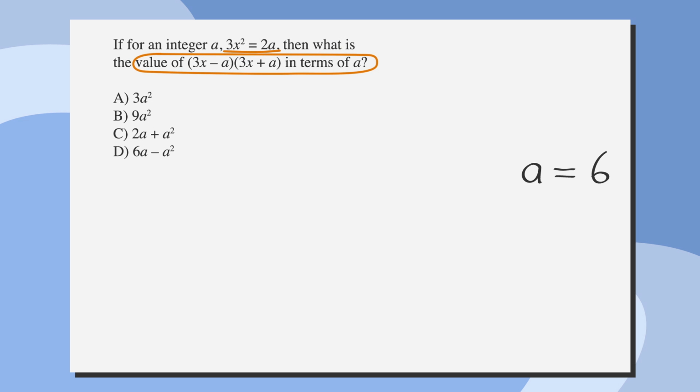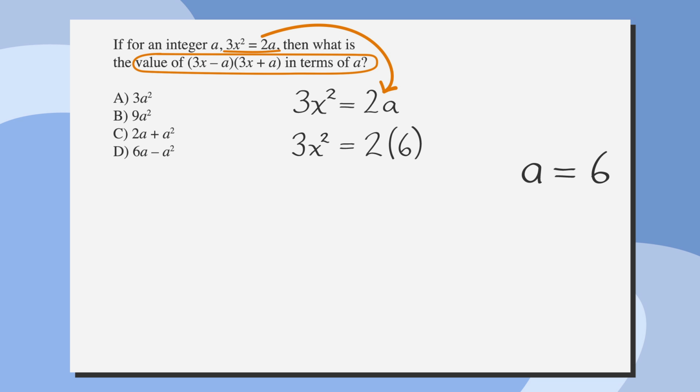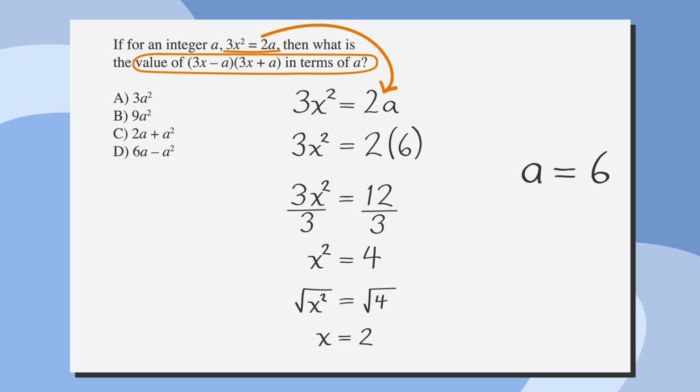Now, from the question stem, we know that 3 times the square of x equals 2 times a. Plugging 6 into this equation in place of a, we get 3x squared equals 2 times 6. The equation becomes 3 times the square of x equals 12. We then want to solve for x by first dividing both sides of the equation by 3. Now we have x squared equals 4. Taking the square root of each side of the equation, we find that x equals 2.